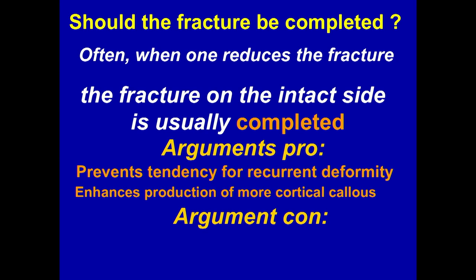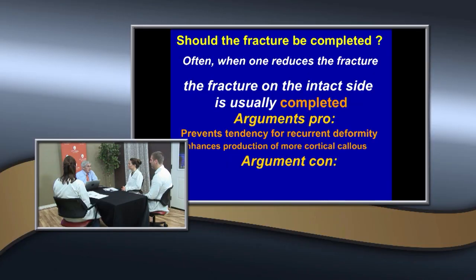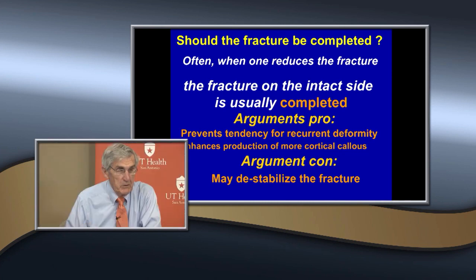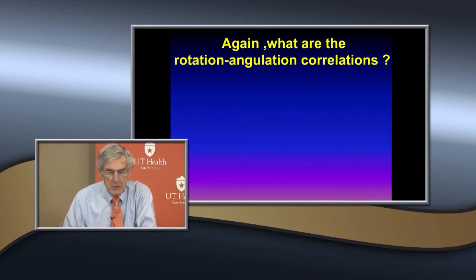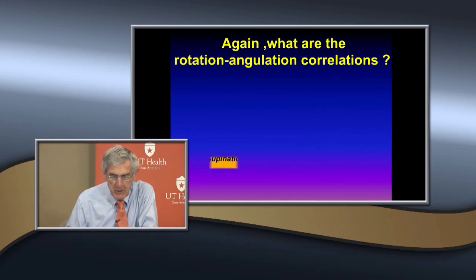The argument against it is what happened. It caused a hematoma, and probably worried about compartments. You may destabilize it. When you go to a complete fracture, then you may lose your length stability, and so you may have more problems. But the best thing to do is correct it, and usually try to maintain it. Don't overcorrect it, and don't be too aggressive. So, again, we talk about our rotation, angulation, correlations.